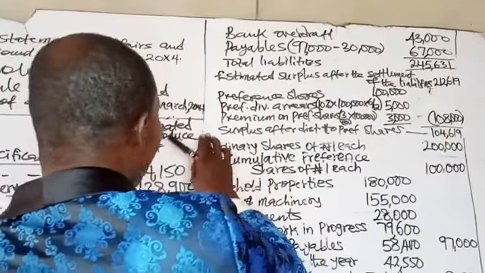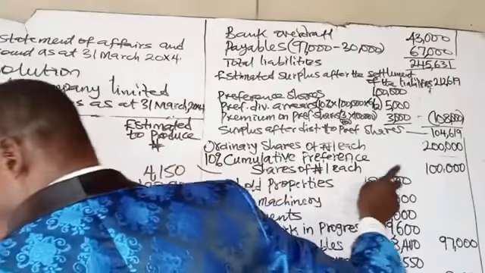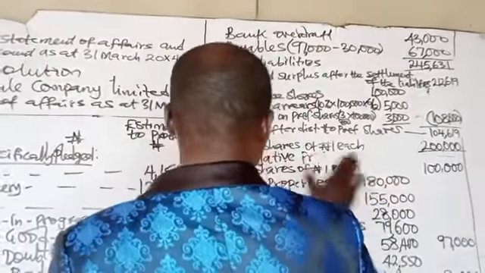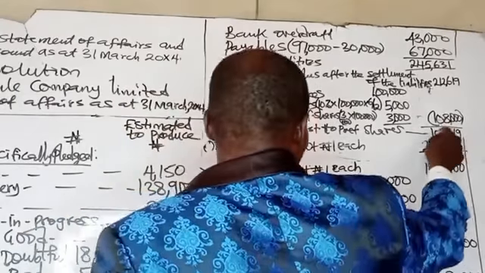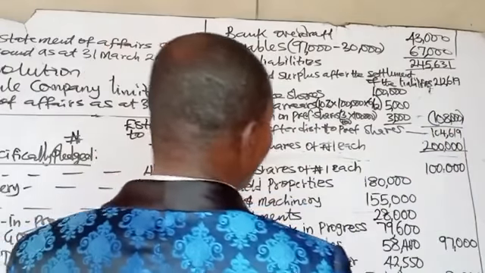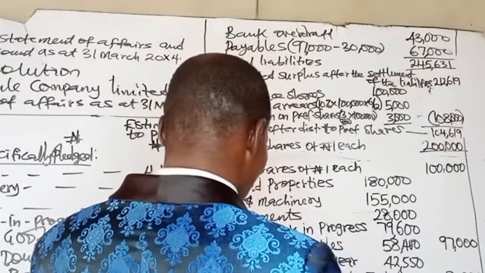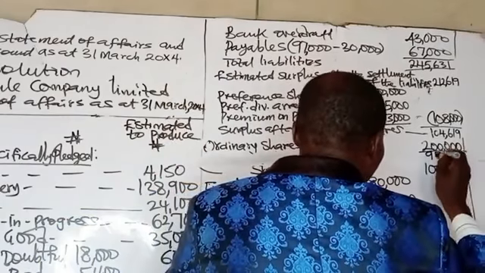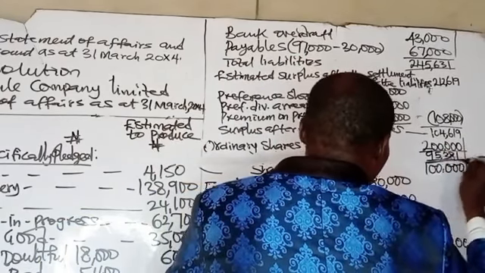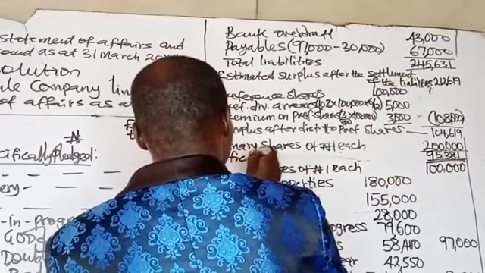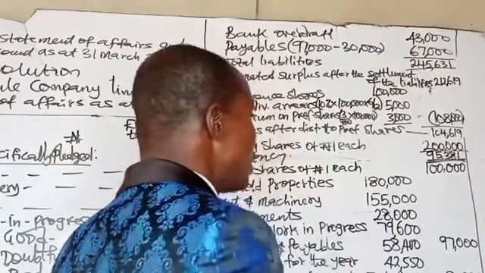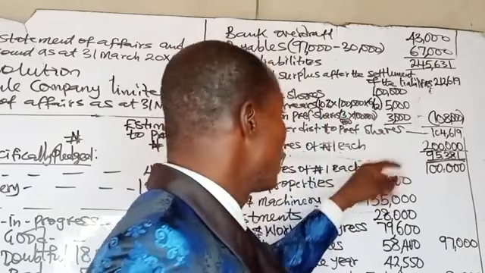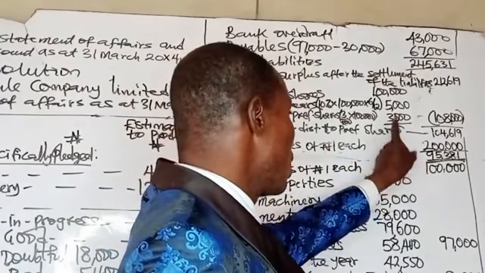And if you look at the question, you are given the ordinary shares of 1 naira each, 200,000. If you subtract this from the surplus left, the remaining one will be the deficiency: minus 200,000, then you have a deficiency of 95,381. This deficiency will be borne by ordinary shareholders, since the claims of the preference shareholders will be met in full. It's ordinary shareholders whose claims will not be met in full.